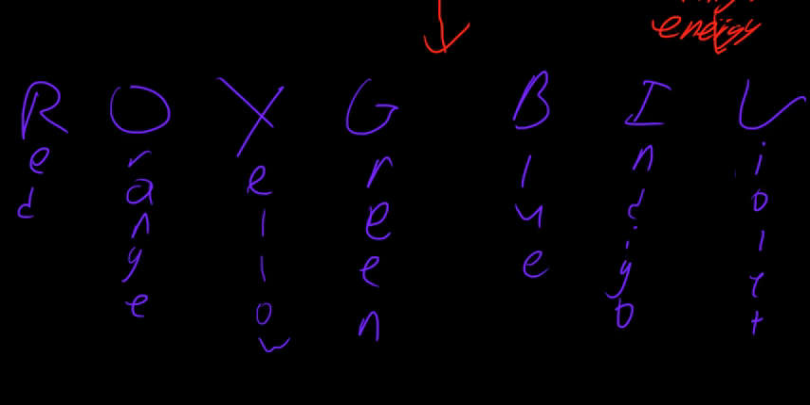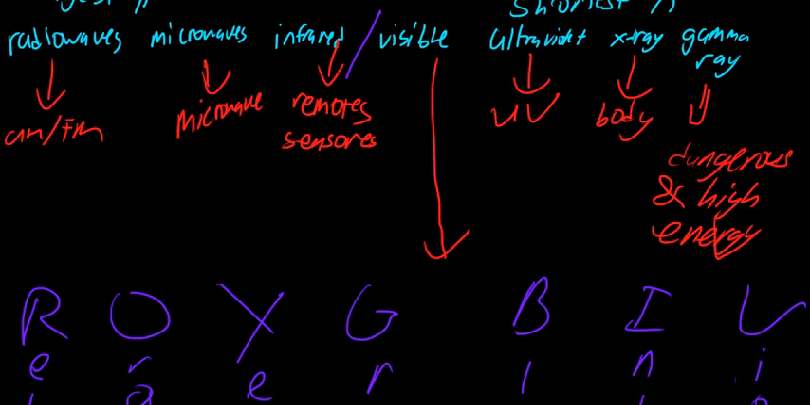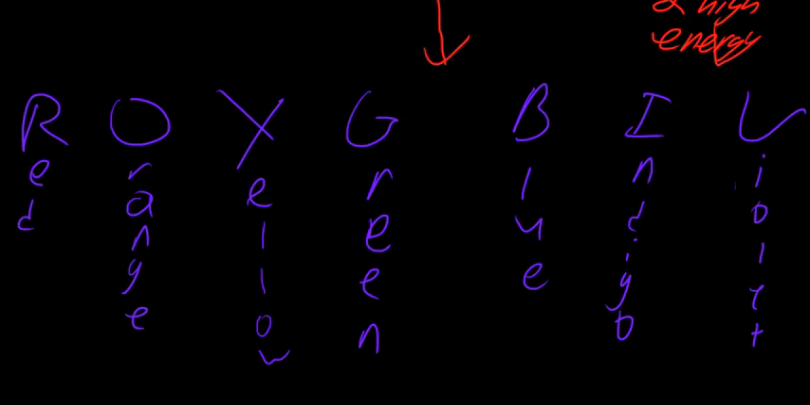So red, you can see, is further towards this side of the spectrum, which is a lesser amount of energy. And violet is very close to ultraviolet and is on this side, so violet has the most energy. So that's how it works. Red has the lowest frequency and the longest wavelength, and violet has the highest frequency and the shortest wavelength. So that's how the visible light spectrum works.